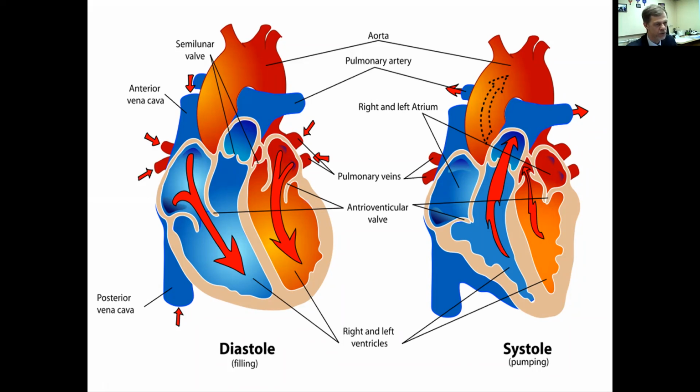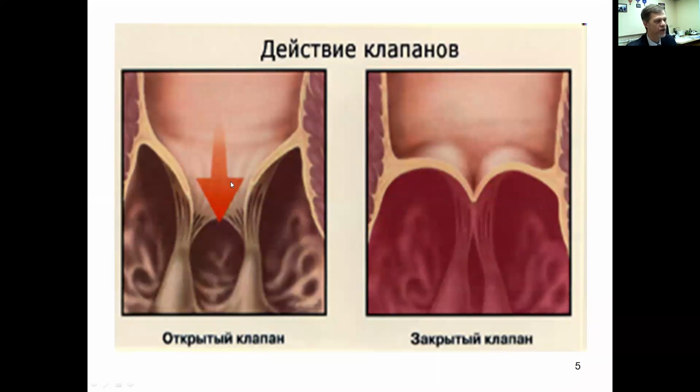What sounds are produced and why? Now again, these are valves. What I try to show you: when blood moves this way, these cusps of valves open. If blood tries to go back, this blood flow closes the cusps.